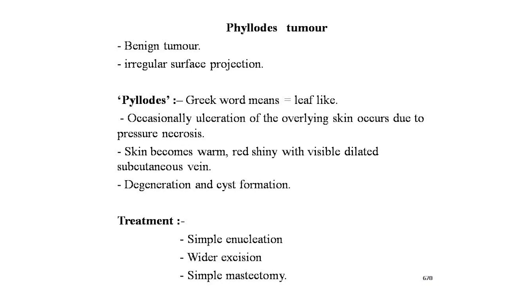These Phyllodes tumors occur predominantly in premenopausal women around 40 years of age. On palpation, the tumor has a fairly smooth margin, neither fixed to the skin nor fixed to the deeper structures. Axillary lymph nodes are not involved. There is no retraction of the nipple, and the treatment is a simple enucleation of this Phyllodes tumor. Wider excision is a requirement, and simple mastectomy is there. This is the treatment of the Phyllodes tumor.